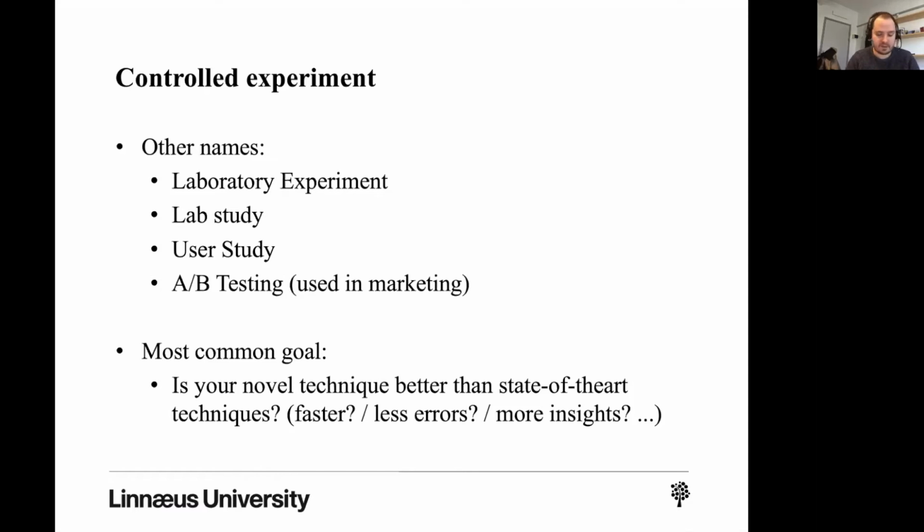The canonical example is when you propose a new medicine and you want to test if the new medicine actually works, right? You take a bunch of people who have the same disease, and then you randomize them into two groups, and one of them will take the medicine, the other won't, and so on. So the most common goal here is that you want to compare, right? Is your novel technique better than the state of the art? Faster, fewer errors, more insights, and so on. Then you do a controlled experiment.